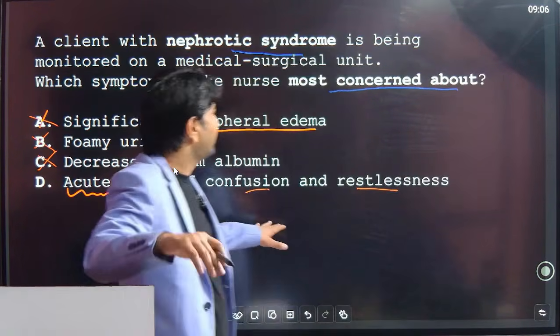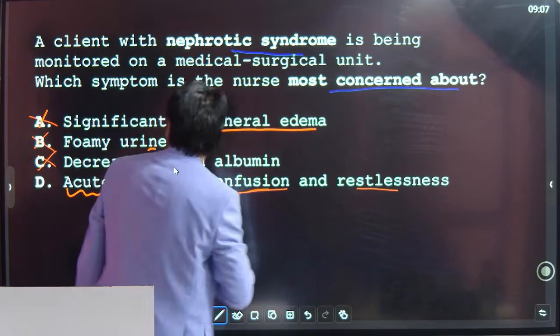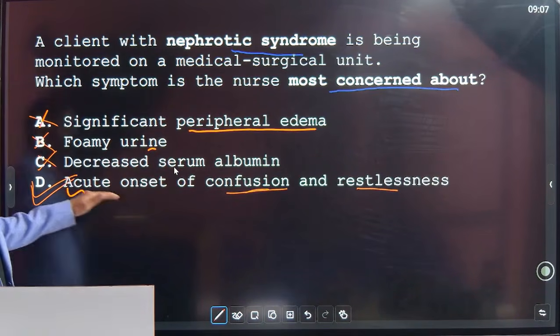So, the most concerning sign and symptom is this one right here. Our correct answer here will be option D, acute onset of confusion and restlessness.